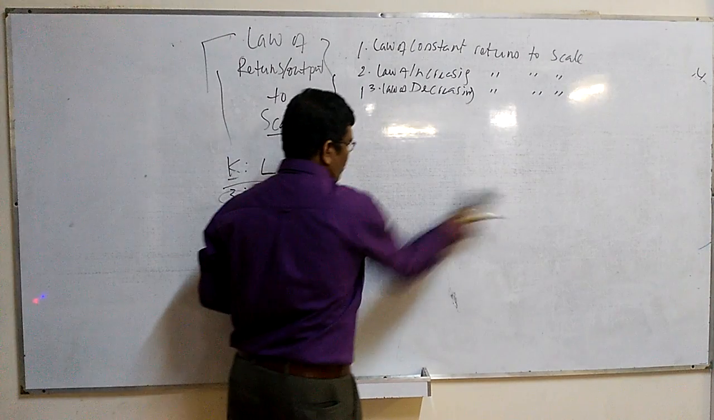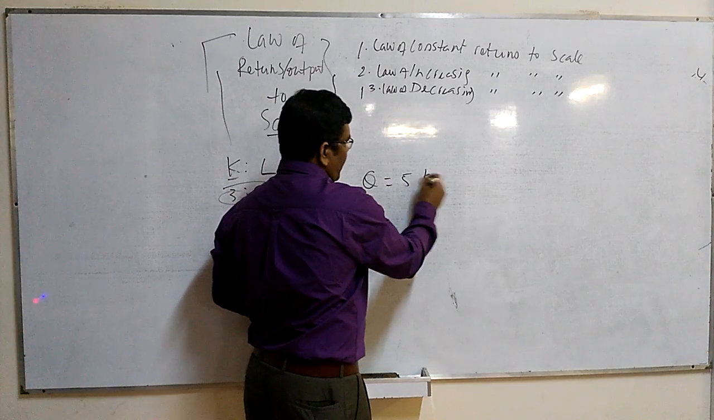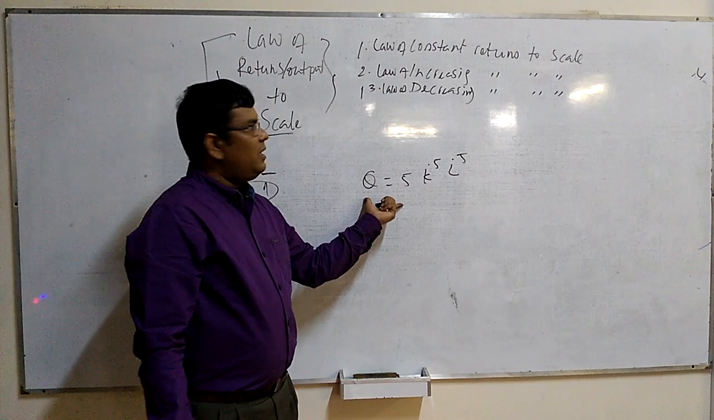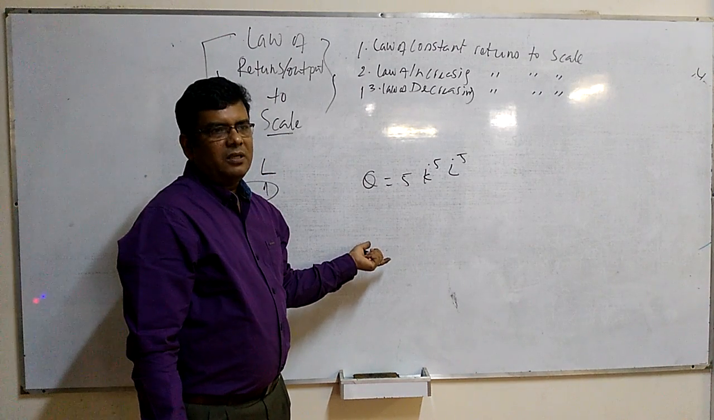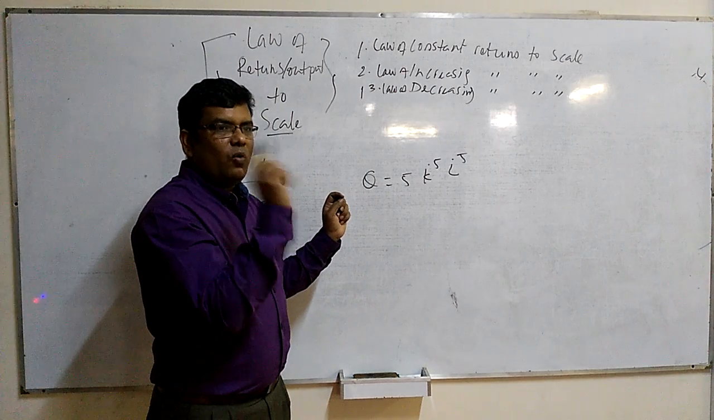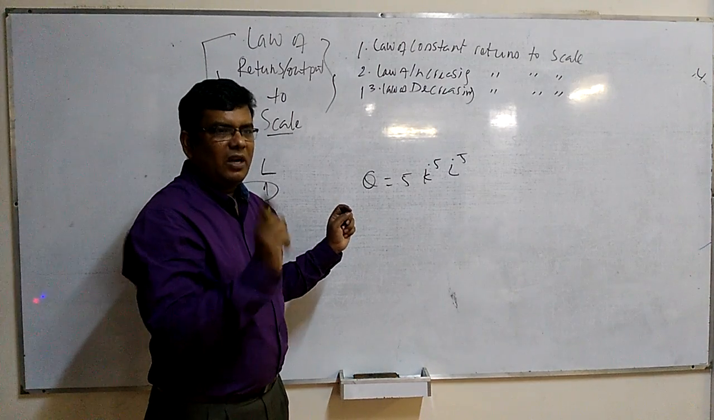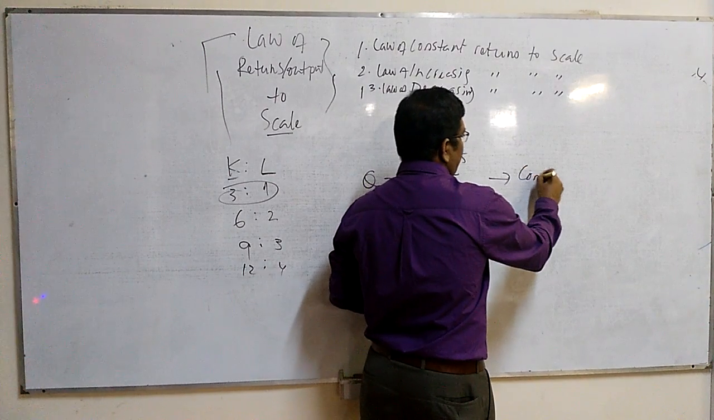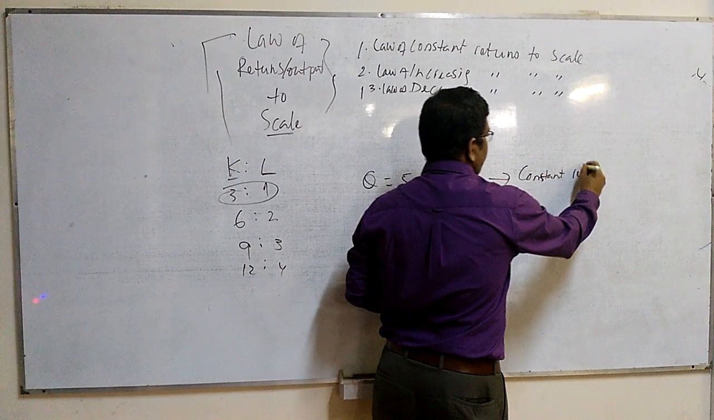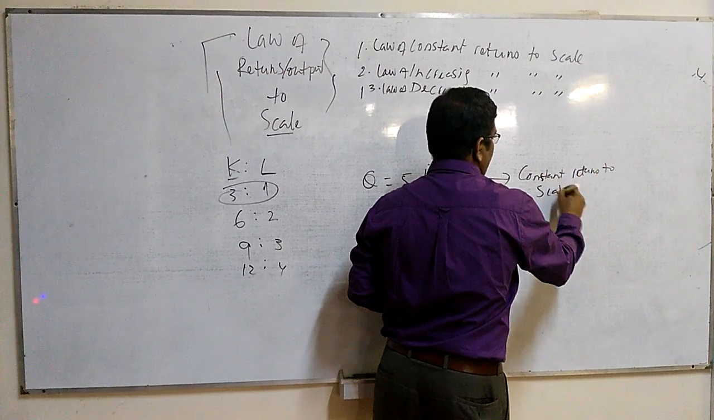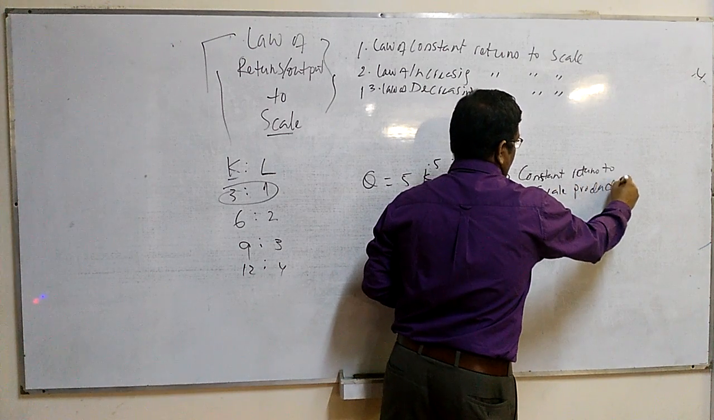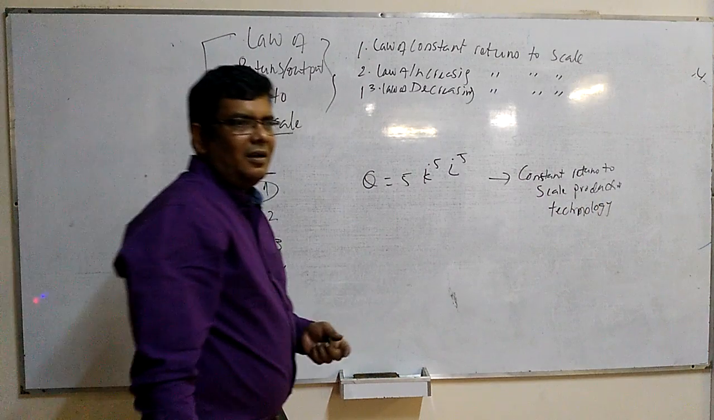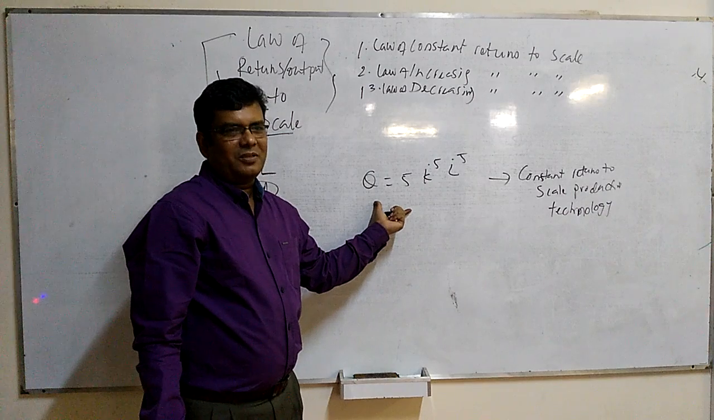Now let us take one long run production function: Q equal to 5 K to the power 0.5 L to the power 0.5. Now let us check whether this production technology is a constant returns to scale production technology, because every production technology has one qualification. Suppose we can say this is a constant returns to scale production technology. How will we prove it? We have to prove it.